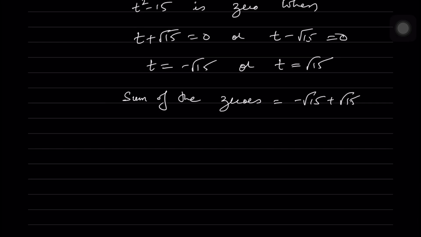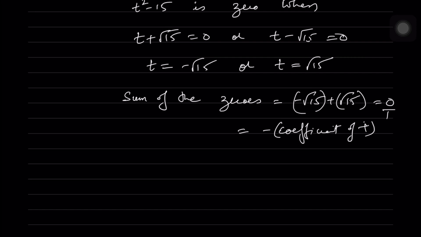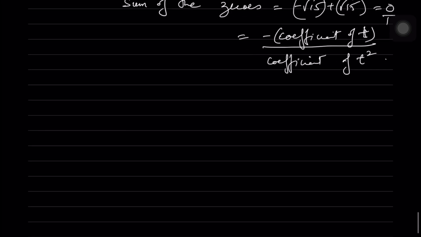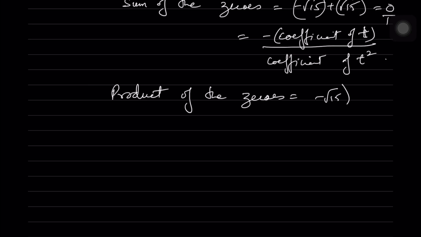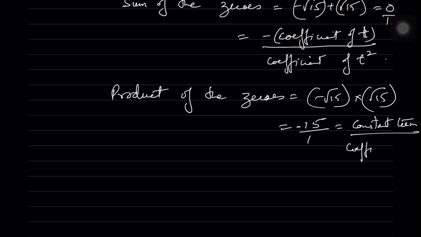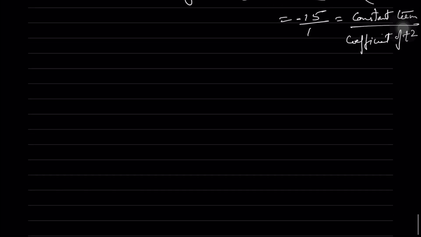Sum of the zeros is 0, that is 0 by 1, which is equal to minus coefficient of t by coefficient of t square. Since we don't have a coefficient of t, therefore it is 0 by 1. And the product is nothing but root 15 times minus root 15, that is minus 15 by 1, which is constant term divided by coefficient of t square, which is minus 15 by 1. So that is verified. Now the last one in this first problem, you have 3x square minus x minus 4.